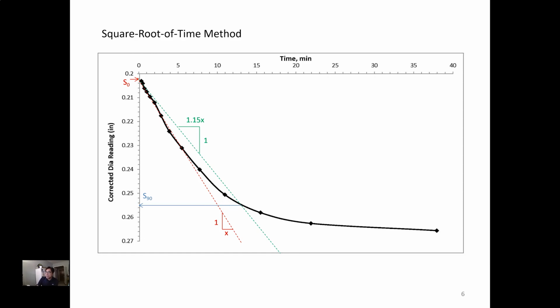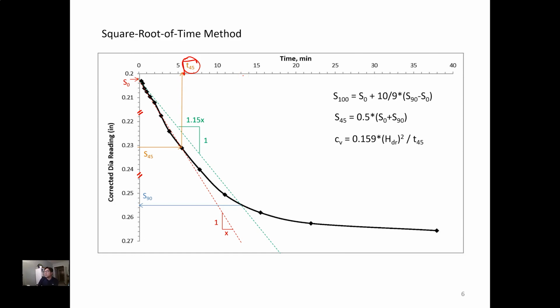So now we know S0 and S90. We divide that by 2, then we get S45 here. So again, S45 means the midpoint between S0 and S90. Once we identify S45, we go back to our data curve and go back to our time data there, which is the x-axis. Then we get T45. Be careful, this T45 here actually is the square root of the value, right?